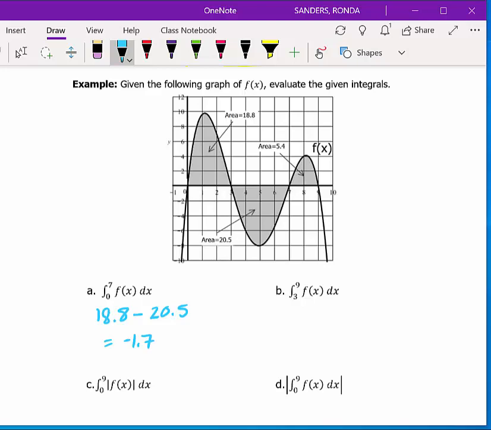1.7. So when you evaluate the integral and you end up with a negative number, that indicates that you have more area below the x-axis than you had above the x-axis.